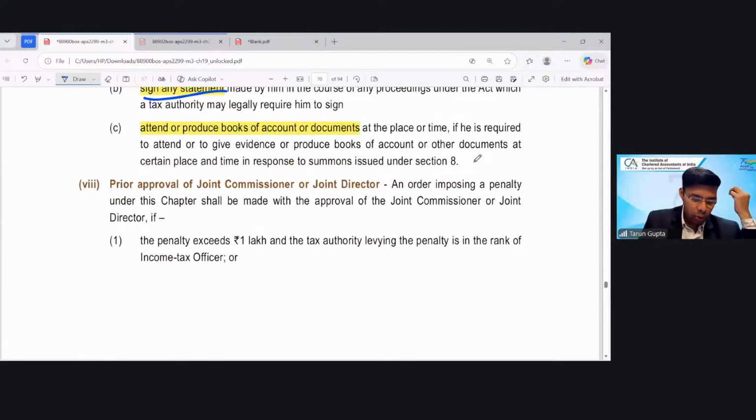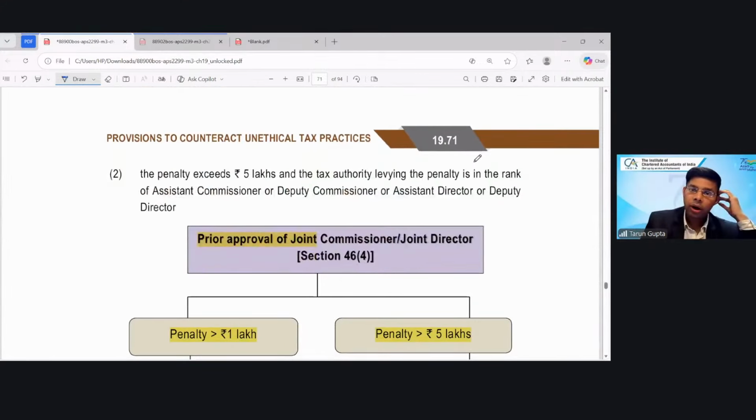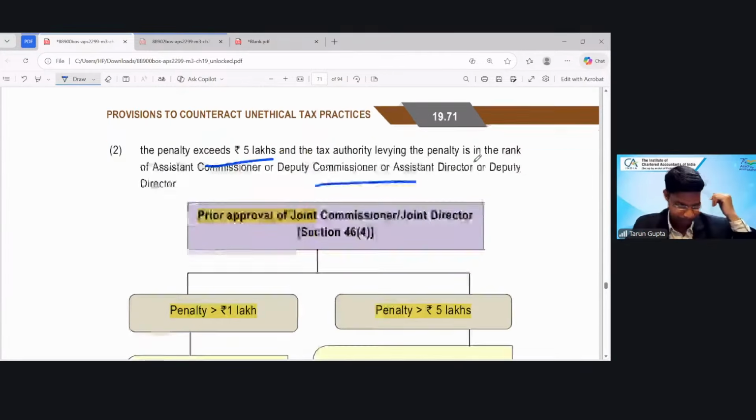So prior approval of JC or JD, Joint Commissioner or Joint Director, shall be obtained if the penalty is levied by the rank of AO for an amount exceeding 1 lakh, or for an amount exceeding 5 lakh if the penalty is levied by the AC or the DC, as the case may be.